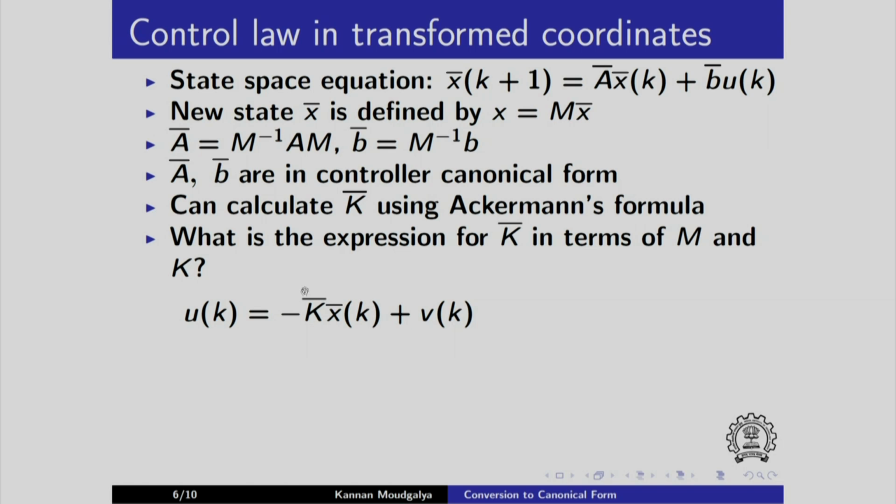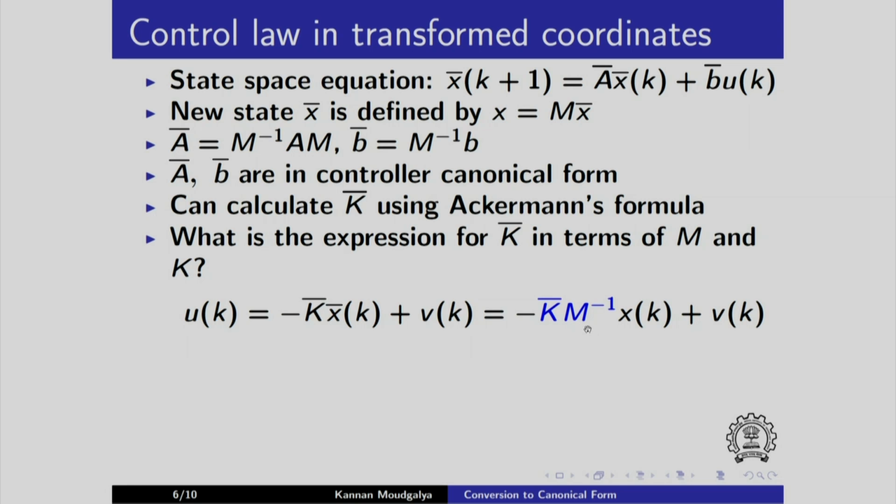Because we want to use the transformed coordinate. In the transformed coordinate we get this directly. In the transformed coordinate we can get the control law by observation. That is the reason why we want it in the form of k bar. So let me write the expression for x bar.